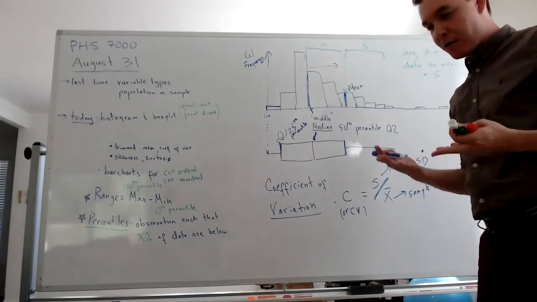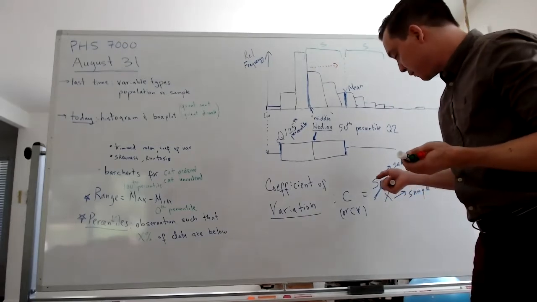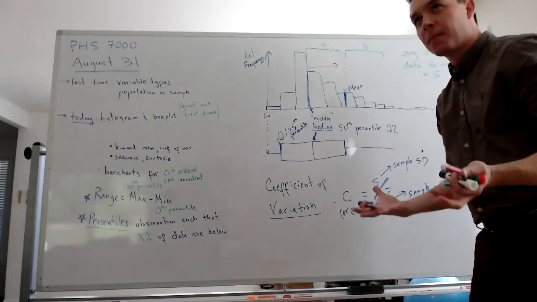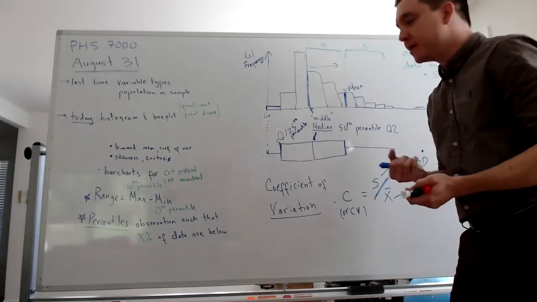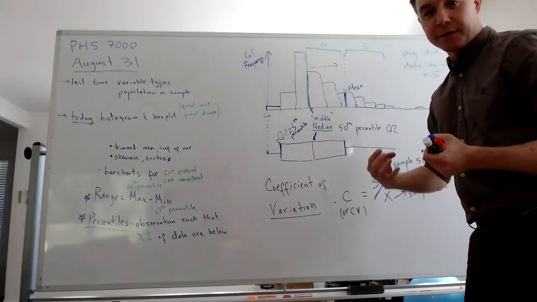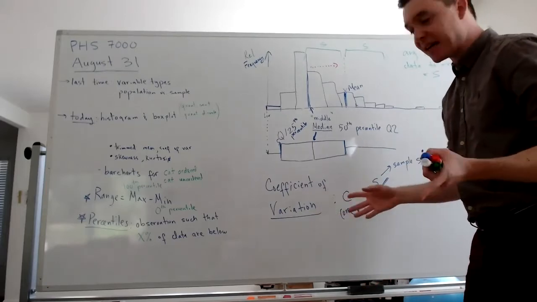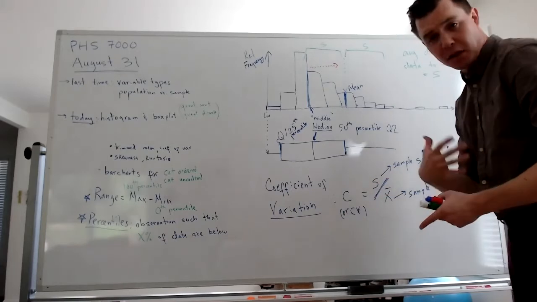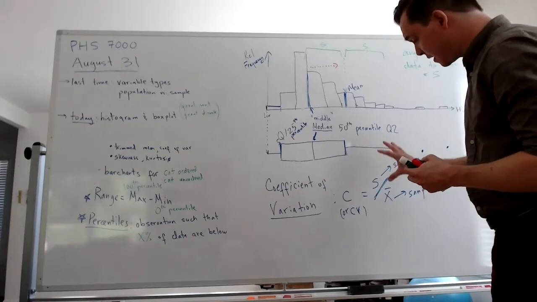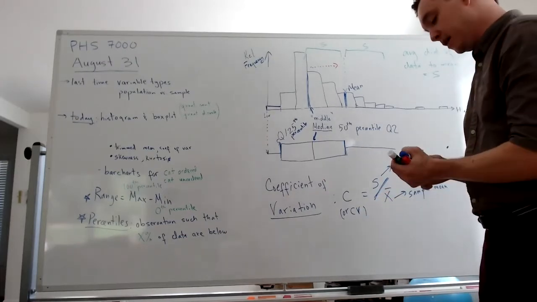divided by, this is just division, divided by the sample mean. You're sort of evaluating the magnitude of the standard deviation relative to the average. It's another measure of spread in your data. If this coefficient of variation is high, then your standard deviation is large relative to your average. If this coefficient of variation is small, then your standard deviation is small relative to your average. It is a measure of spread.